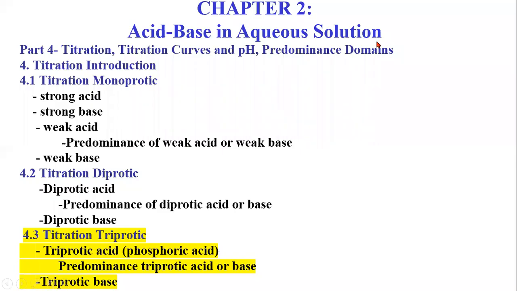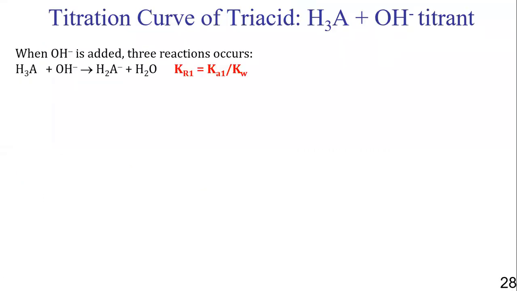Now that you've studied the diprotic titration and you solved the problems on diprotic acid or base titration, switching to triprotics is pretty much the same as the diprotics with one extra jump. Okay? So whenever we take a triprotic acid like H3A, when we're titrating it with a titrant OH minus, then we have three possible reactions.